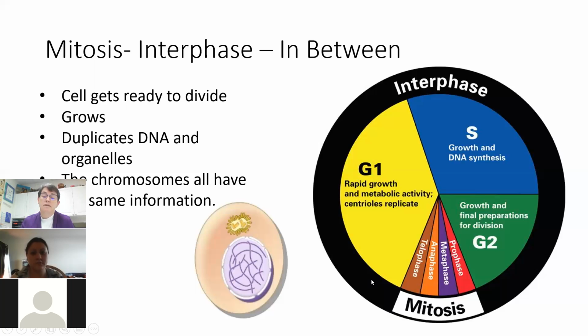All you need to know, you don't have to worry about the G1 and the S and the G2, is everything replicates, and then your DNA replicates too, the chromosomes, and then they grow some more and they get ready to divide. So in general, in mitosis, the cell grows, the DNA replicates, and it's important to remember that all the chromosomes have the identical information.